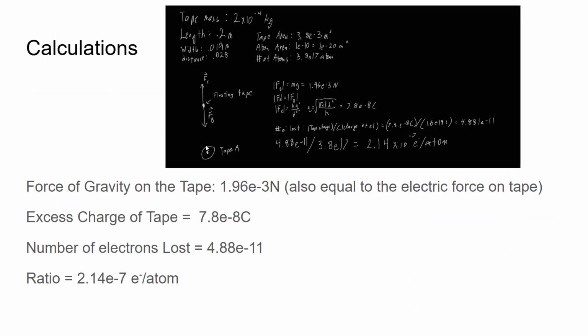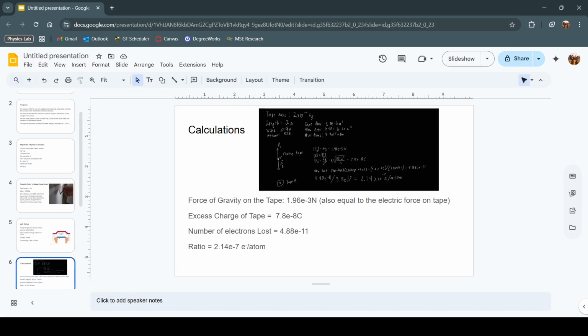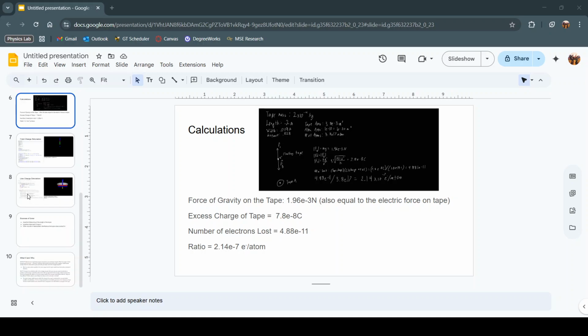Here are my calculations. You can see the work above. I found the force of gravity on the tape. Sorry about that. For the calculations, the force of gravity on the tape ended up being 1.96 times 10 to the negative 3 newtons, which was also equal to the electric force on the tape. The excess charge of the tape from the calculations was 7.8 times 10 to the negative 8 coulombs.